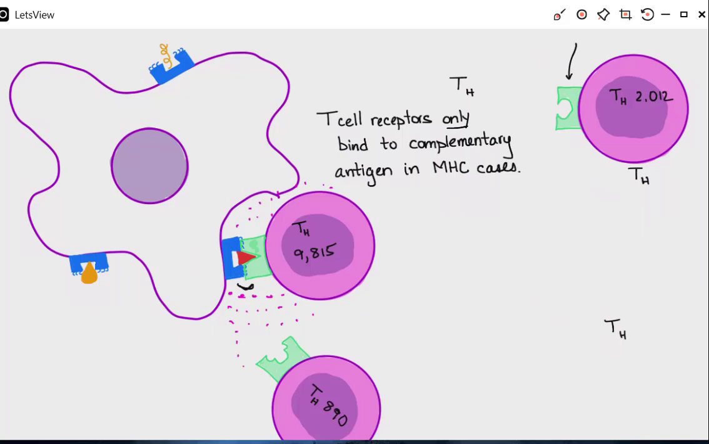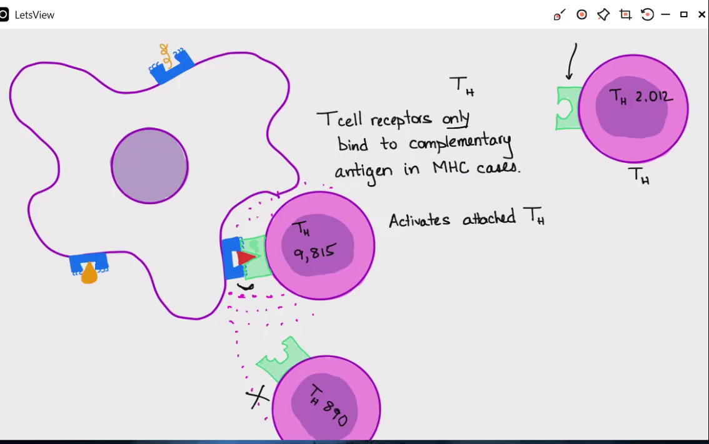So while this other T cell might be in the line of fire of those cytokines, it does not do anything. It does not have a response because it's not attached. So the only cell that is going to respond here is going to be T helper 9815. So what that does is that activates the attached helper T cell. And what does activation do?